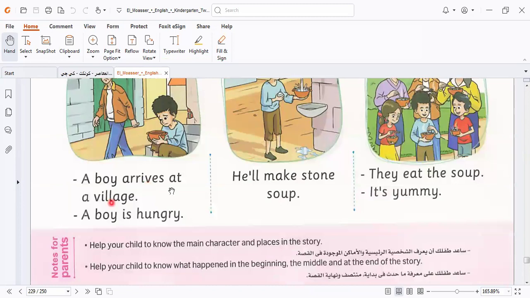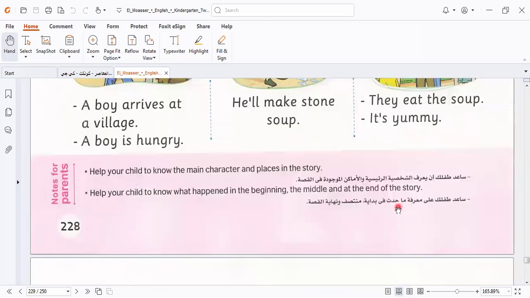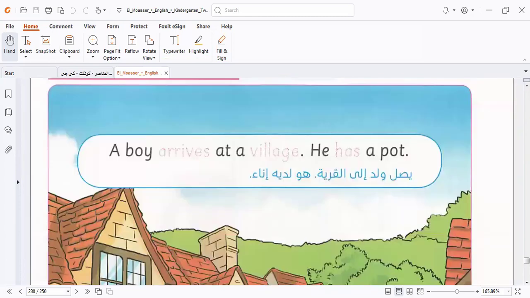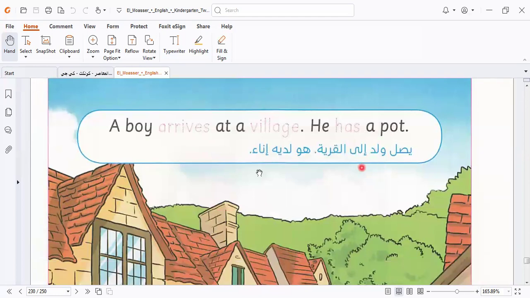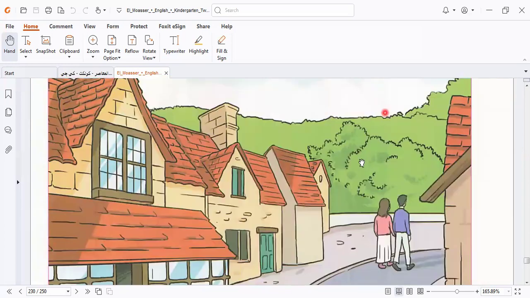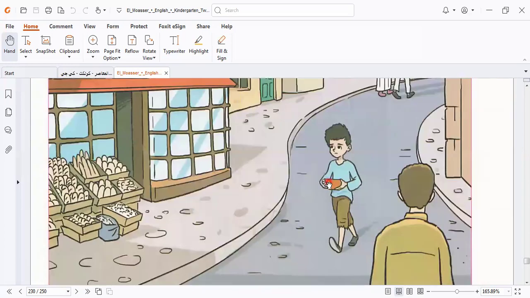A boy arrives at a village. The boy is hungry. He will make stone soup. They eat the soup. It's yummy. Let's read this story together. A boy arrives at a village. He has a boot. A boot is something that you put your foot in. This is called a boot.